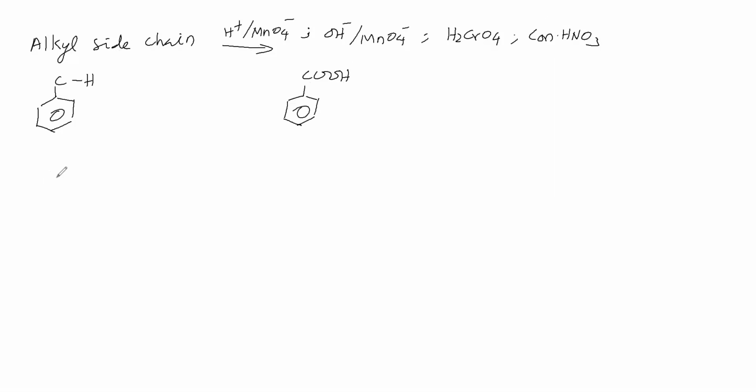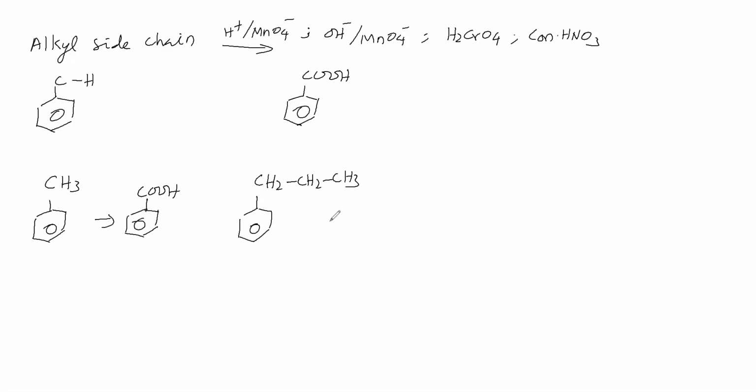Suppose given is toluene. Now this on oxidation, you will get benzoic acid. The CH3 alkyl side chain becomes carboxylic acid. Suppose given is n-propyl benzene. You will get benzoic acid. That n-propyl group becomes carboxylic acid. Whatever the size of the side chain, that will become carboxylic acid. Suppose given is xylene: para-xylene, meta-xylene, or ortho-xylene.